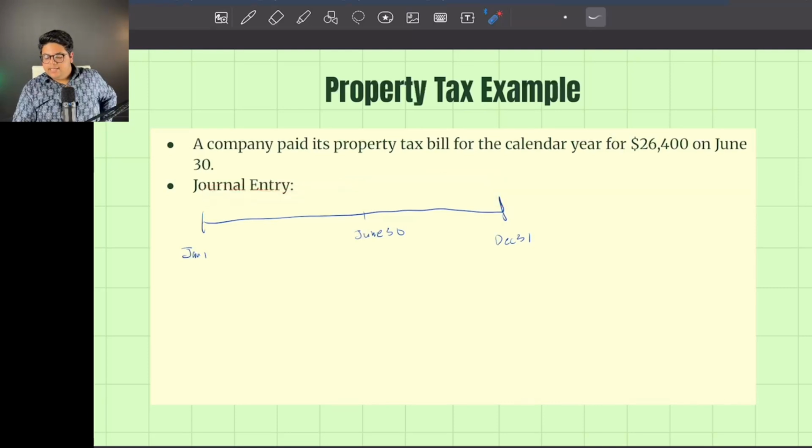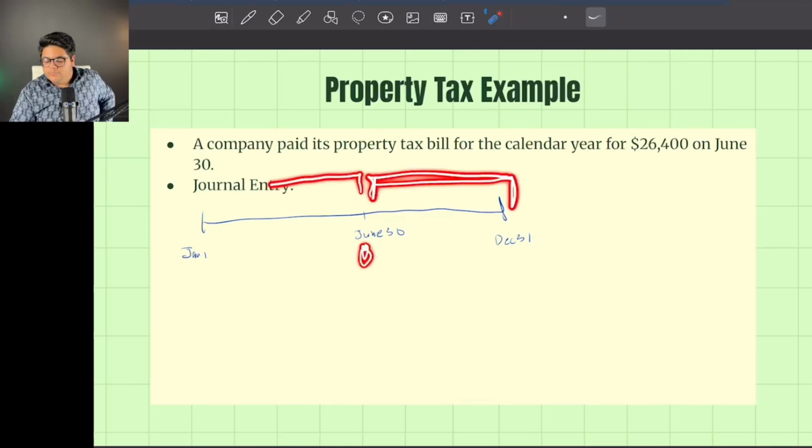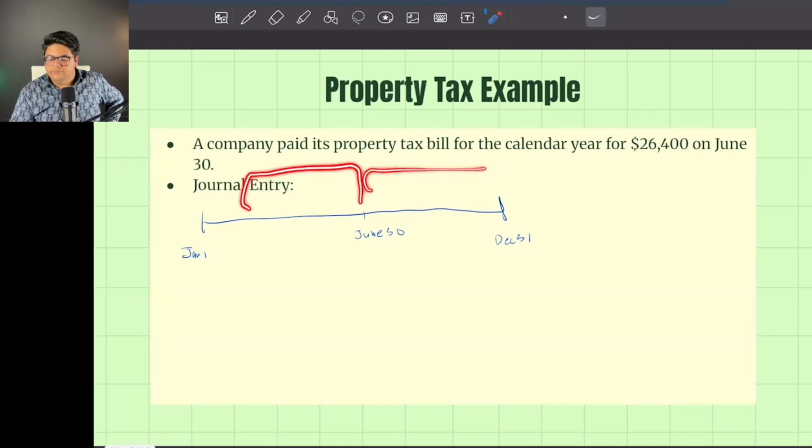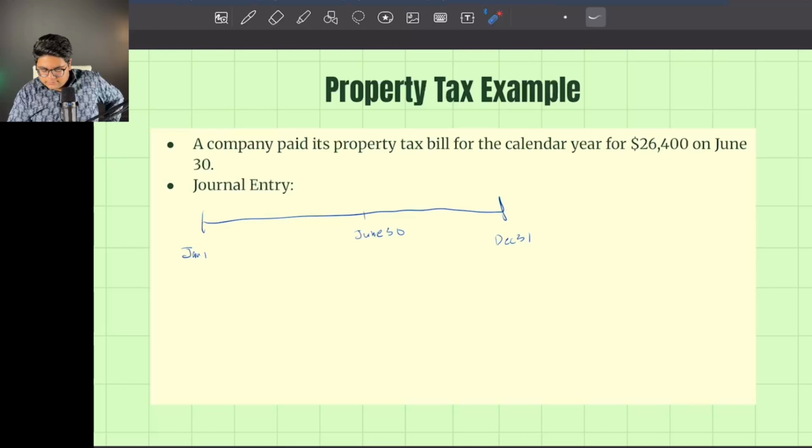So technically, you start off the year, everything's going fine. Then you get that big, massive property tax bill. Half of this bill is for the future property taxes that you will pay in that year. And the other half is for the property taxes that you ideally would have paid previously, right? Of course, you can't really pay previously. They issue this amount halfway through the year, and this is for the whole year. So basically you're paying for the past and you're paying for the future at the same time. So that's how the timeline works. A company paid its property tax bill for the calendar year of that much on June 30th.